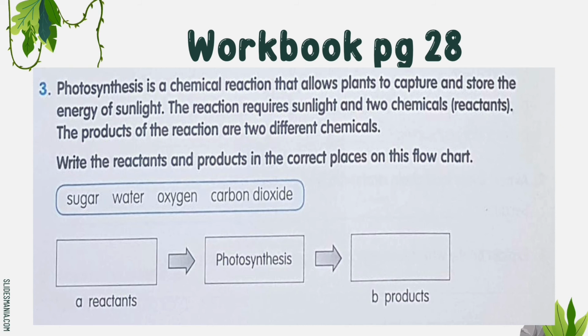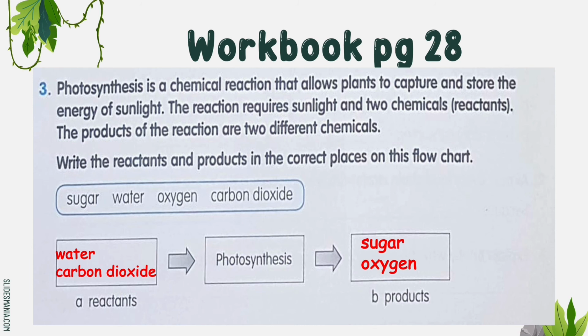Photosynthesis is a chemical reaction that allows plants to capture and store the energy of sunlight. The reaction requires sunlight and 2 chemical reactants, and there are 2 products. That means they use 2 things to do photosynthesis and give out 2 things. So what do reactants mean? The things which they use, and products are the things which they give out. So from the words given in the box here, which are the things they need and which are the things they give out? Yes, they use water and carbon dioxide, and after photosynthesis what you get is sugar and oxygen, and the sugar is stored as starch.